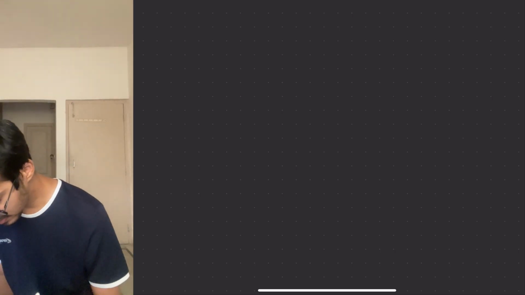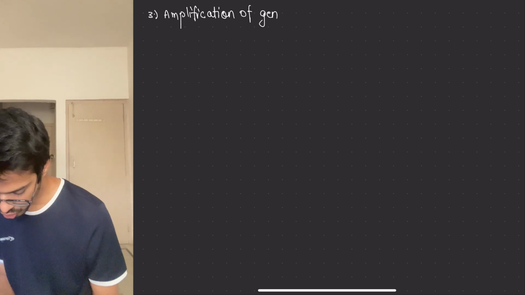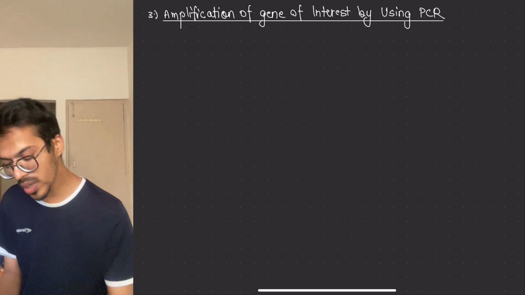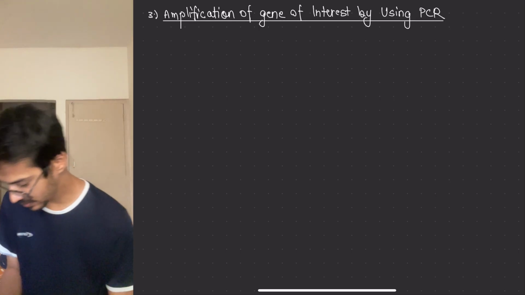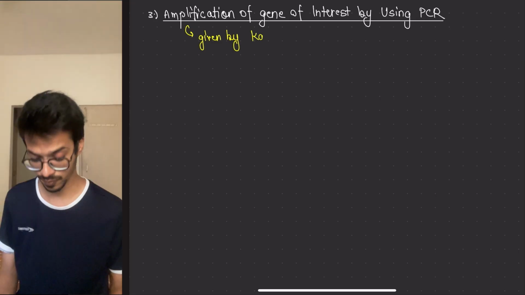So the third is amplification of the gene of interest by using PCR, that is polymerase chain reaction. Who gave this process? This process was given by Kary Mullis. The PCR technique.